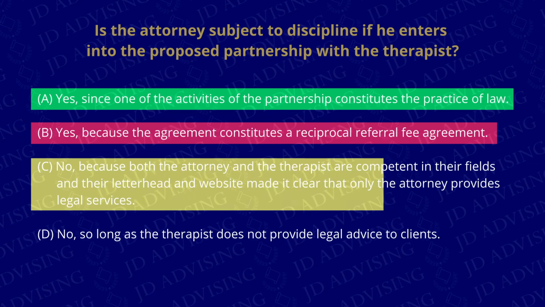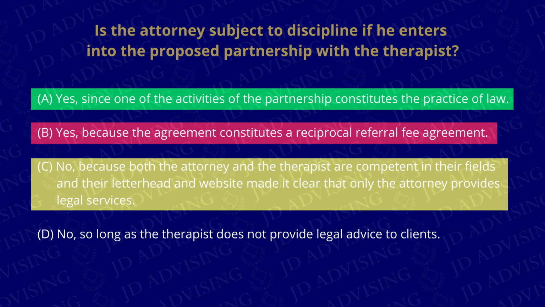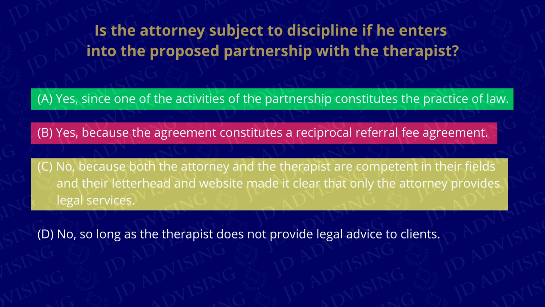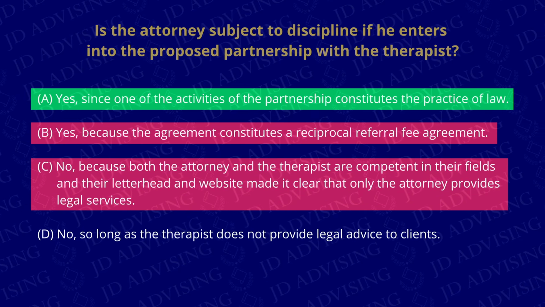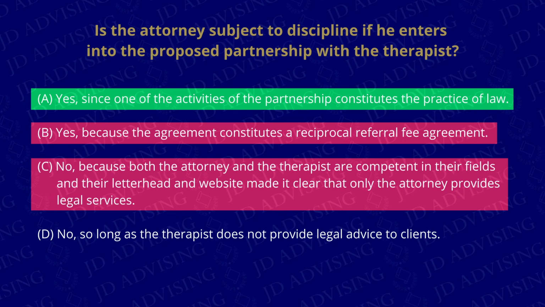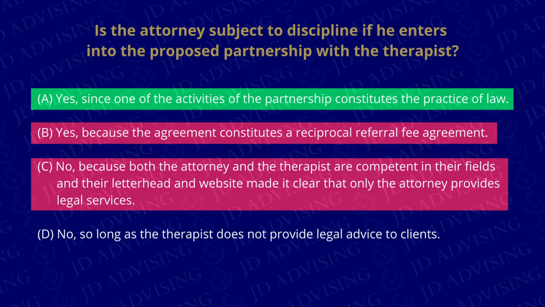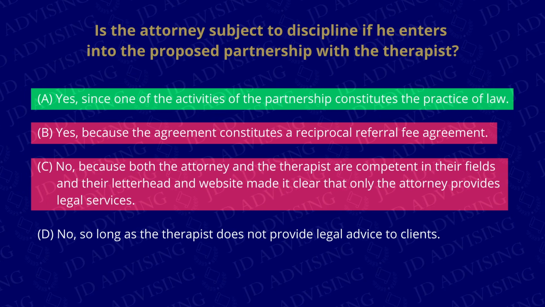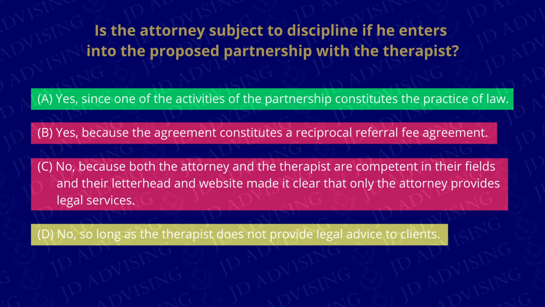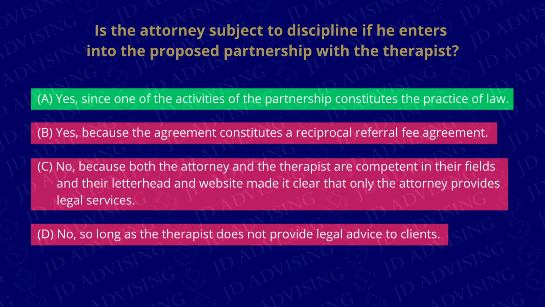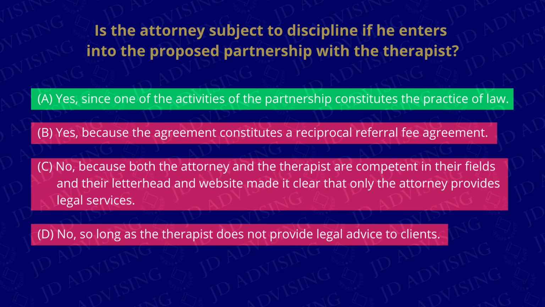C says no, because both the attorney and the therapist are competent in their fields, and their letterhead and website make it clear that only the attorney provides legal services. So C is wrong. It doesn't matter that only the lawyer will be the one providing legal services specifically. The problem is they have a partnership, and part of that partnership's purpose is to practice law. So C is wrong. D says no, as long as the therapist does not provide legal advice to clients. And again, D is wrong for the same reason as C, because it violates the rule. Thus, answer choice A is the best answer.